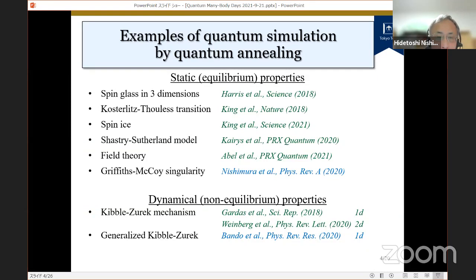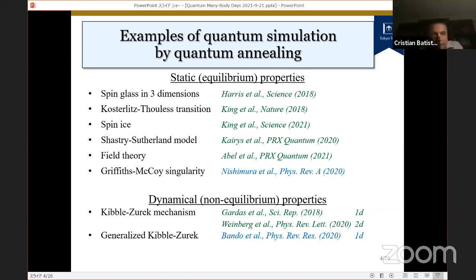I see, okay. But the system size is not very large because of the limit of the size of the chip, about 5,000 qubits. I see, okay. Thank you. Christian, please go ahead.